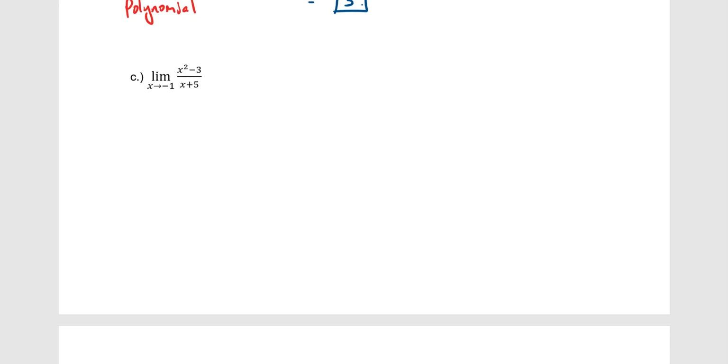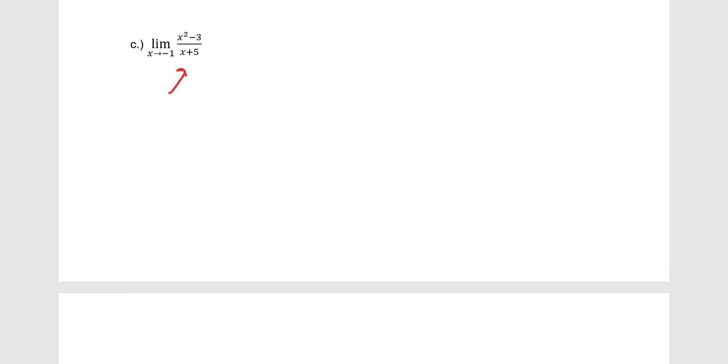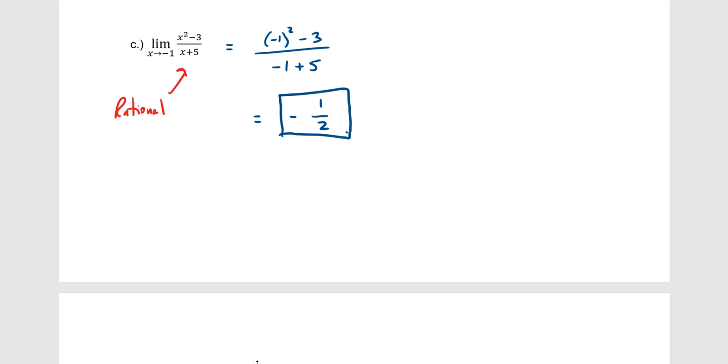Okay, and then the last one here is a rational function. But since what we're going to be plugging in, the -1, is in the domain, meaning it's not going to make the denominator equal 0, we can go ahead and use the direct substitution property and plug it right in. So that's going to give us -1 squared minus 3 over -1 plus 5, which will be -2 over 4, so it simplifies to -1/2.